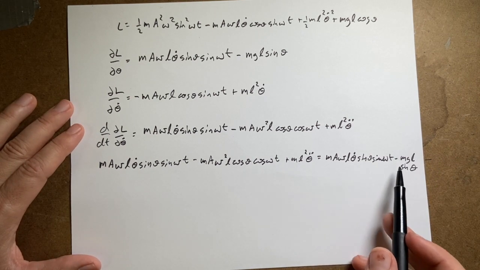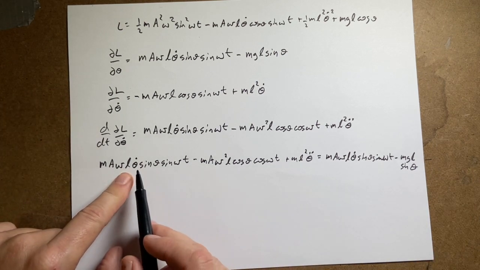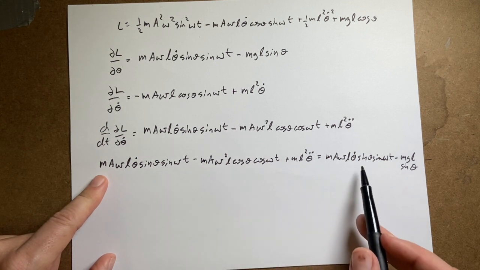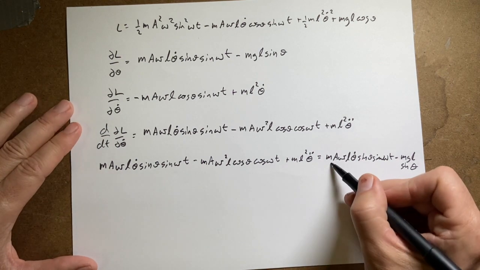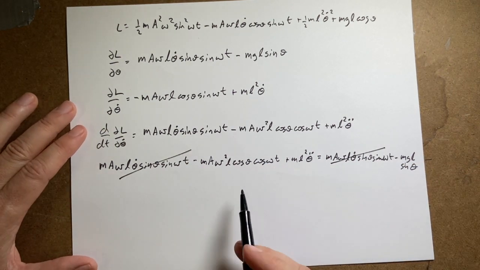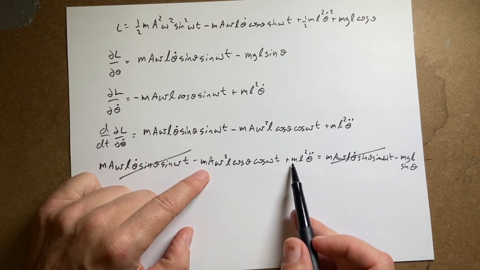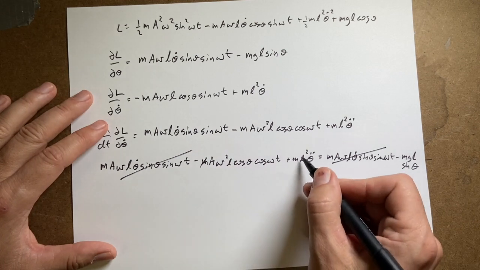Okay, so the masses cancel. But actually before that, look at this. m a omega L theta dot sine theta sine omega t. It's right over there too. These terms cancel. Yay. Let's move this term to the other side and divide by m, right? I can divide every term by m.